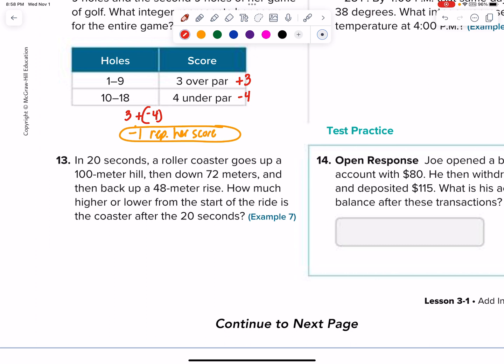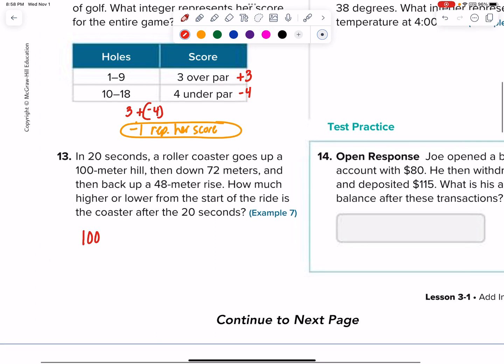So let's represent it as an expression. Okay, so it goes up, so that's a positive 100. We're just writing 100. Then it goes down. Remember, we're adding the integer, so add a negative 72. You might even want to go through here and identify the integers. Okay, it goes back up, so there's a positive. And then let's go ahead and add the next one, plus 48.